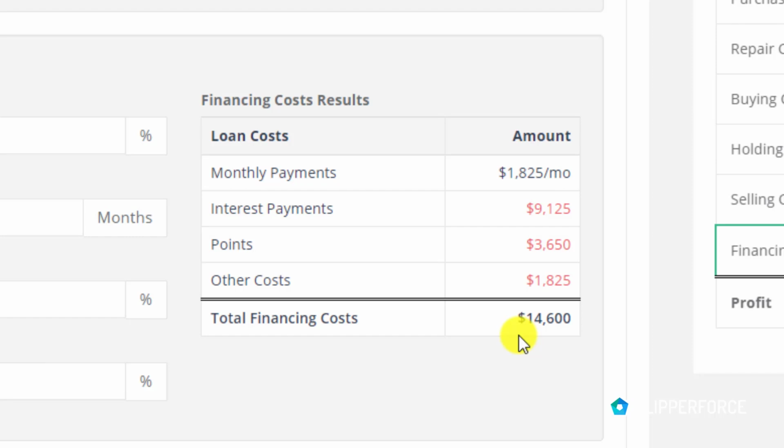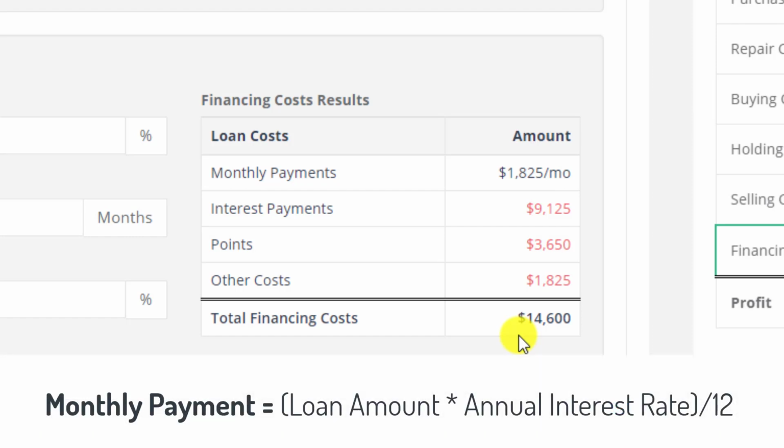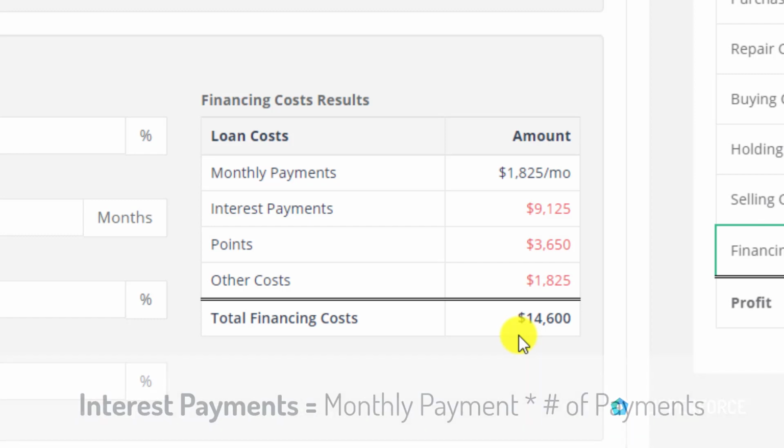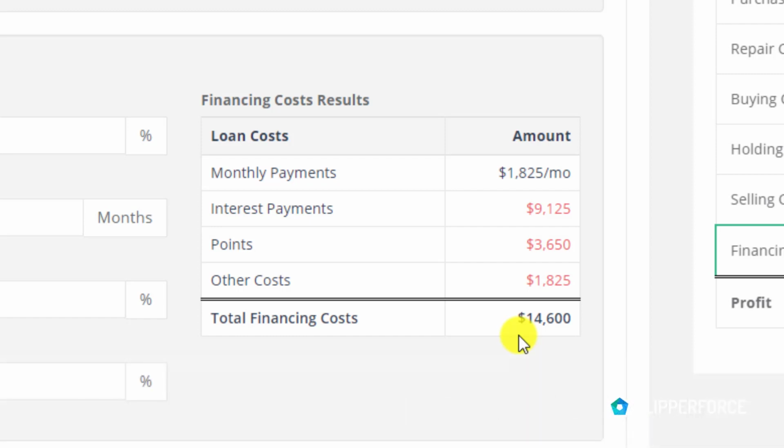The monthly payment calculation is simply the loan amount multiplied by your annual interest rate divided by the 12 months in the year. Then to calculate the total interest payments, the calculation is simply the monthly payment multiplied by the total number of monthly payments that you plan on making on the loan.